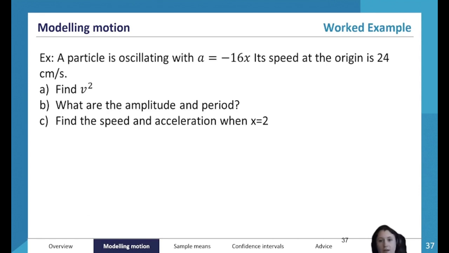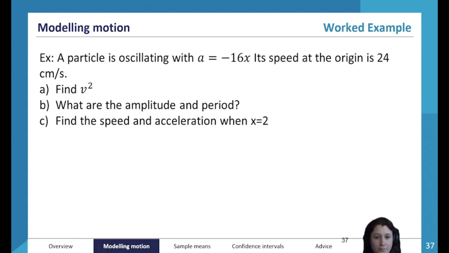Alright, let's go through a question here. So, we're told that a particle is oscillating with acceleration equals negative 16x. Its speed at the origin is 24 centimeters per second. We need to find v squared, the amplitude and period, and the speed and acceleration. So, what I'd like for you guys to do is pause the recording, have a go at this yourself, even if you're not feeling too confident. Just have a go, and then see how you go when we go through the solution.